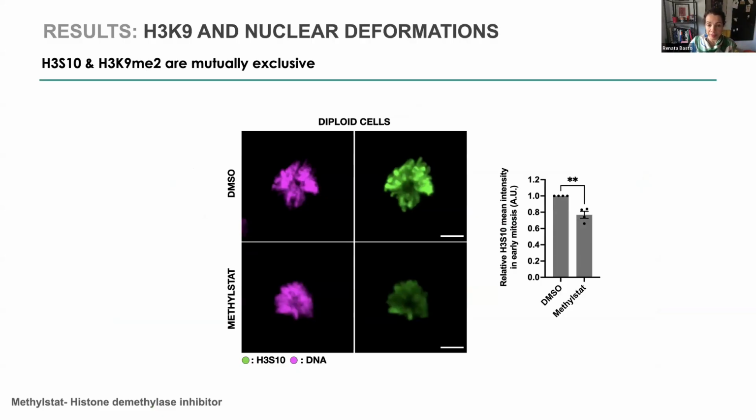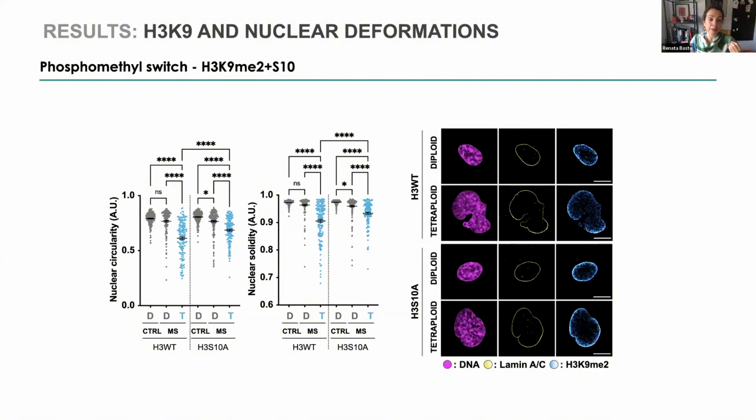And so we treated diploid RPE1 cells with a histone demethylase inhibitor called methylstat, and we can see that indeed the levels of phosphorylation decrease. And to go a step further, we now express in these cells H3 mutant for phosphorylation, with replacement by alanine, H3S10A. And this, as you can see over here, even if it doesn't improve completely, actually improves substantially when compared to controls.